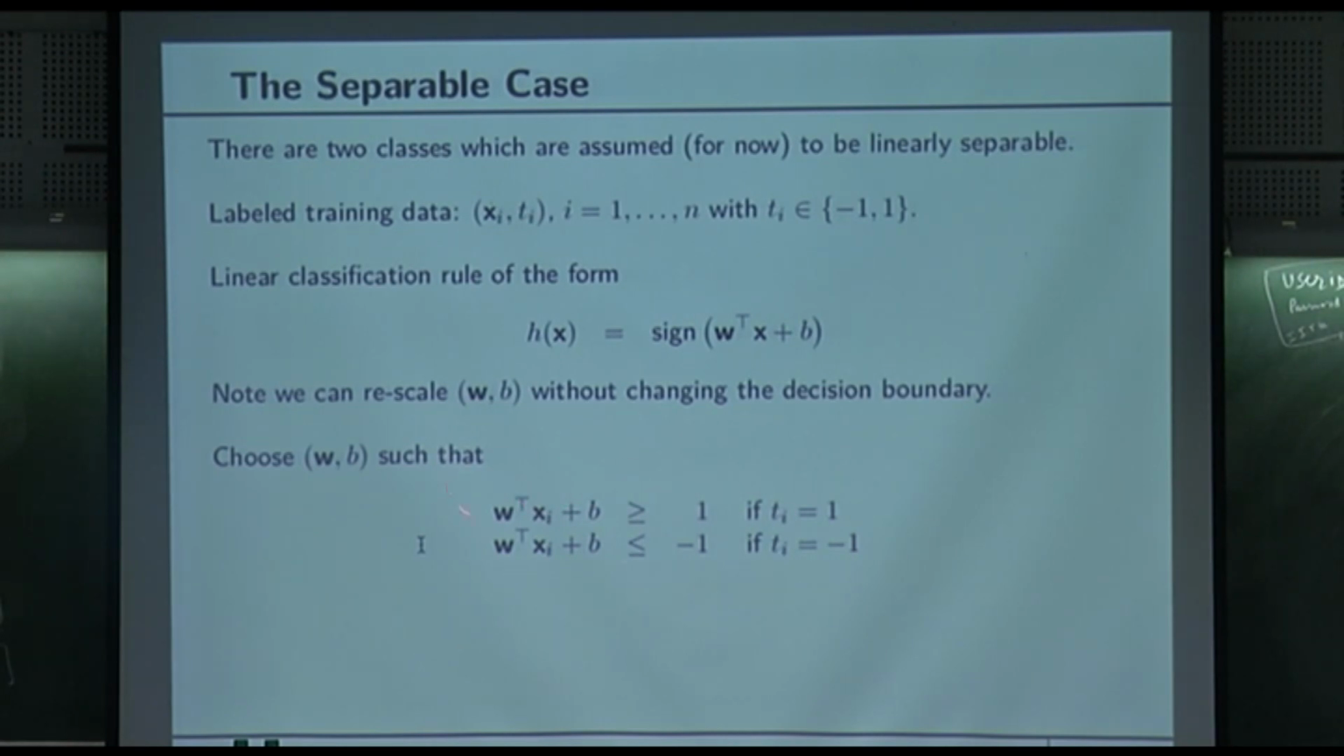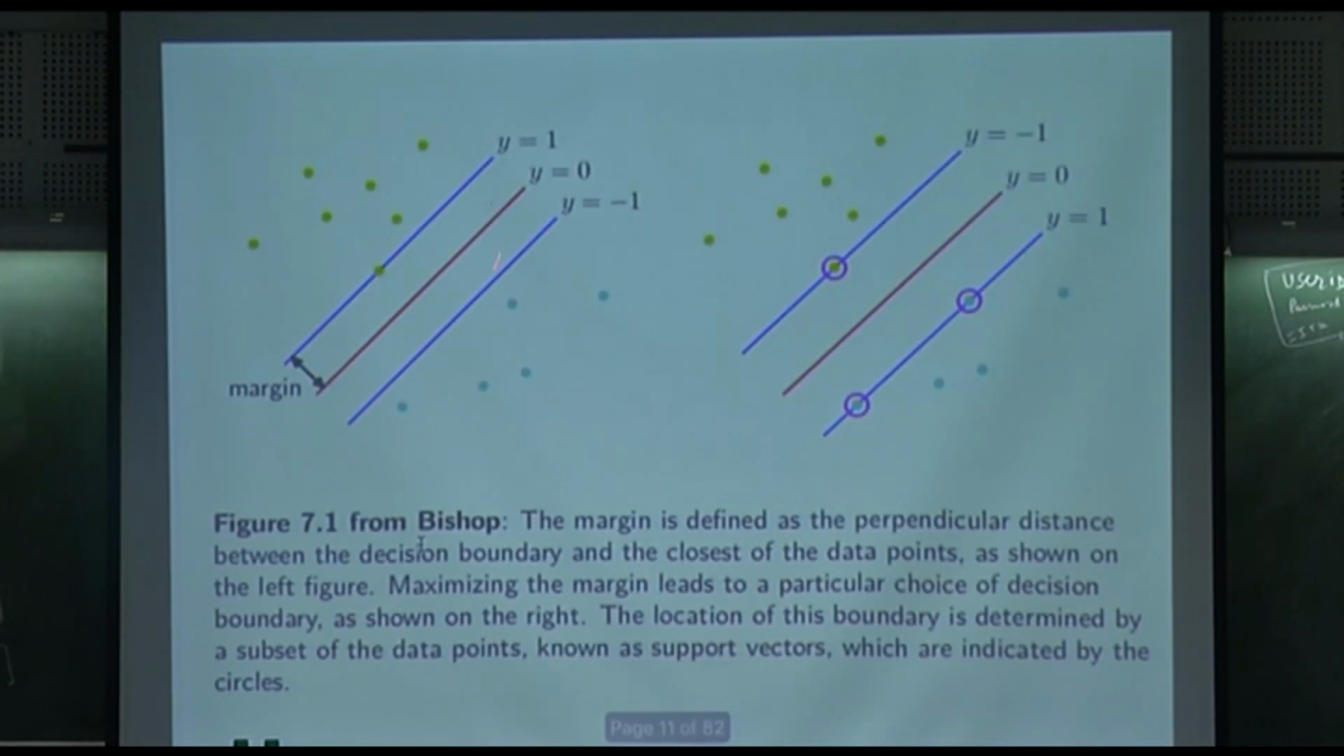Now why can I say that I can always find this? Because I'm assuming for now that they are linearly separable. There exists something that will separate them, and by rescaling things I can make sure that it's always greater than or equal to 1 for one class and always less than or equal to minus 1 for the other one. All right? Very good. So that's the picture.